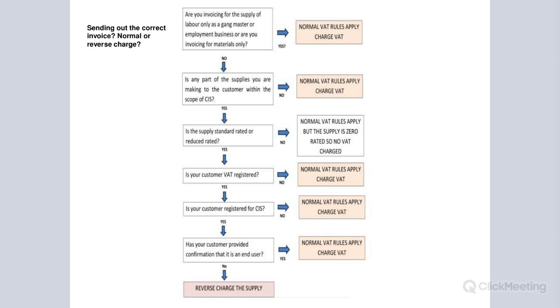Is your customer registered for CIS? Now, they could be VAT registered, they could be a paper shop or a small chain of shops. Are they registered for CIS? That question is really saying, are you in the building industry, or do you spend more than £1 million a year on building work? Again, a small paper shop, the answer would be no, not registered for CIS, and normal rules would apply.